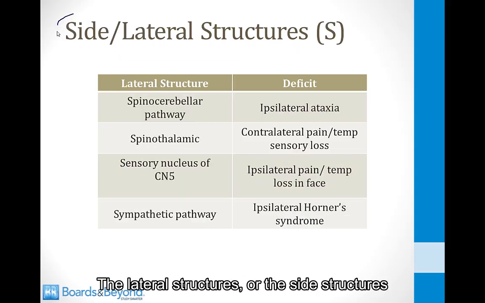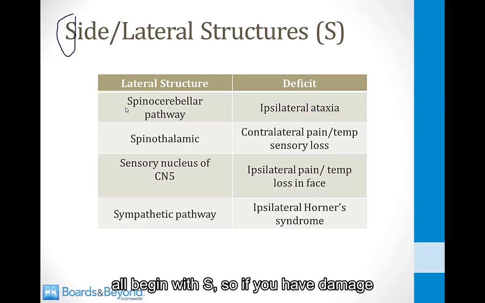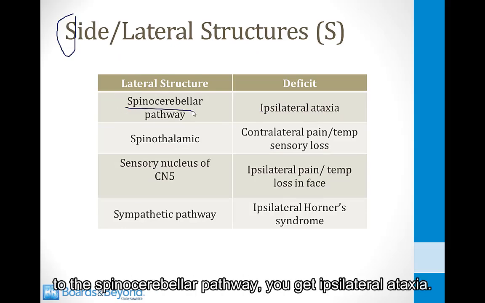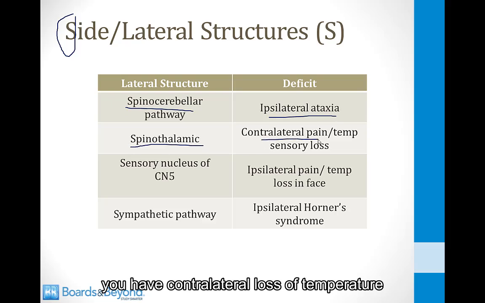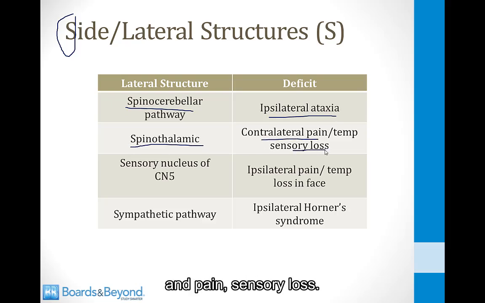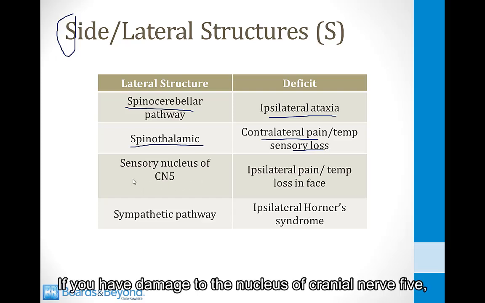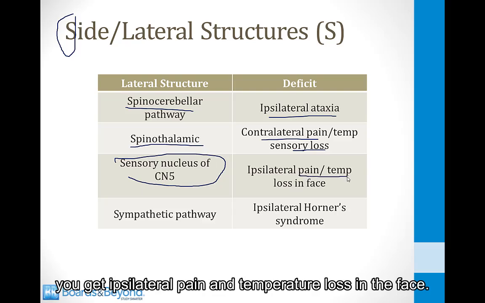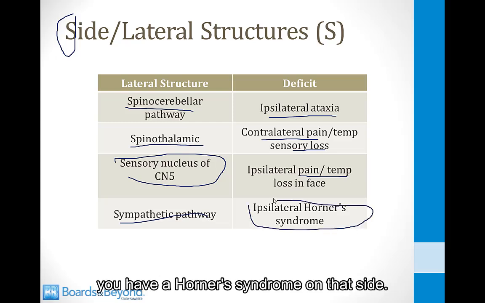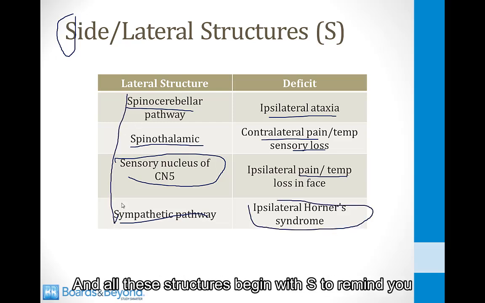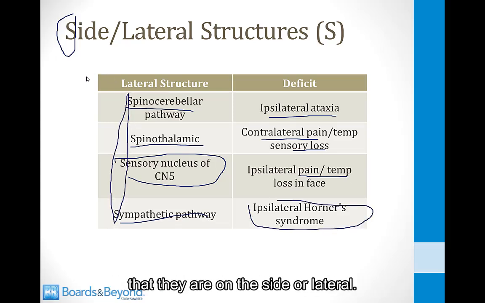The lateral structures or the side structures all begin with S, so if you have damage to the spinocerebellar pathway, you get ipsilateral ataxia. If you have damage to the spinothalamic tract, you have contralateral loss of temperature and pain sensation. If you have damage to the nucleus of cranial nerve 5, you get ipsilateral pain and temperature loss in the face. And then if you lose the sympathetic pathway, you have a Horner syndrome on that side. And all these structures begin with S to remind you that they are on the side or lateral.